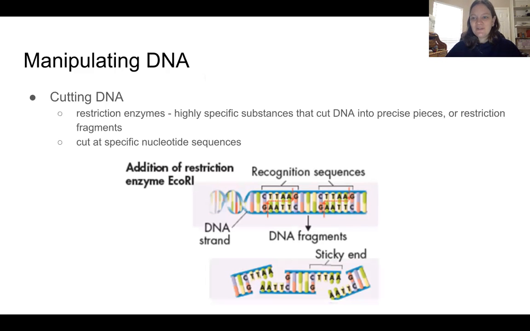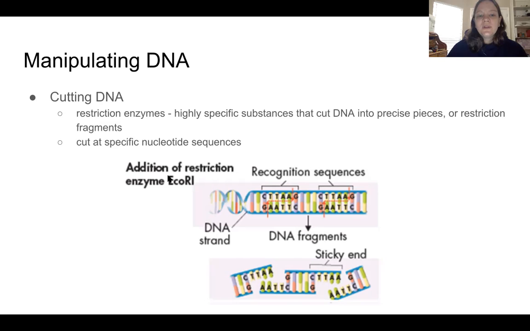Restriction enzymes are very, very specific substances, and they cut the DNA at a very specific location. What they're usually looking for are palindromes. If you don't remember what a palindrome is, it's something that is read the same forwards and backwards, like the word racecar. They're going to cut at these very specific nucleotide sequences. There are many different restriction enzymes. They all cut at their own locations, different regions, different sequences.